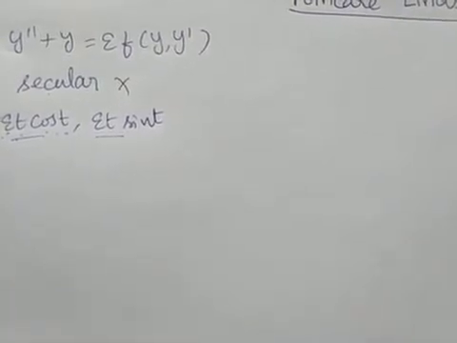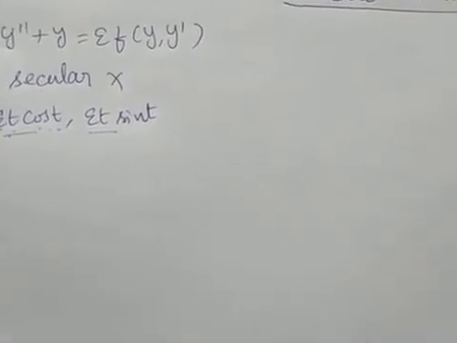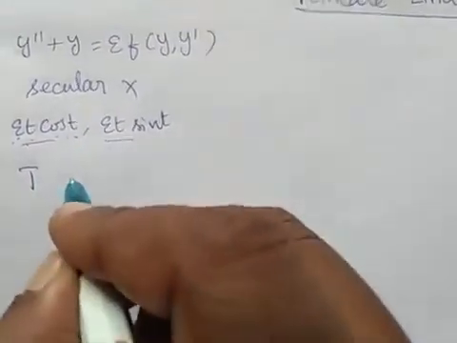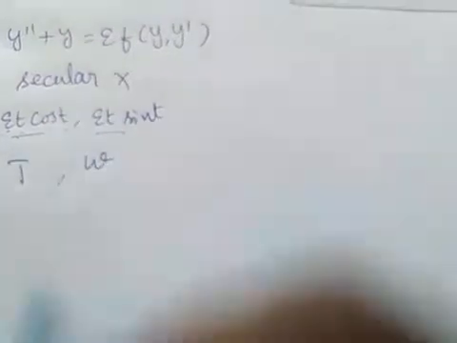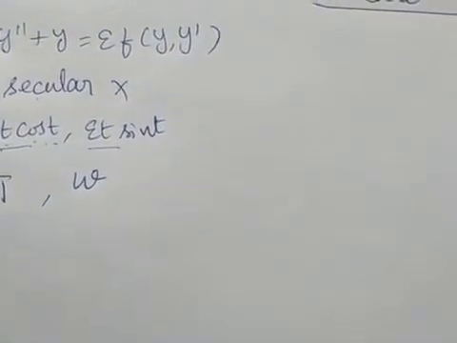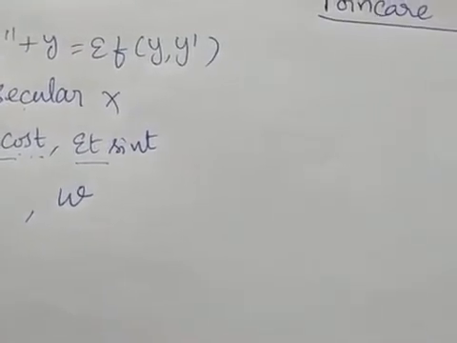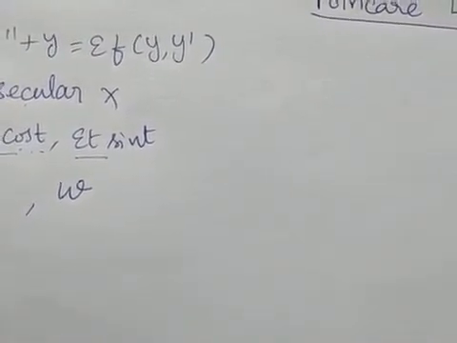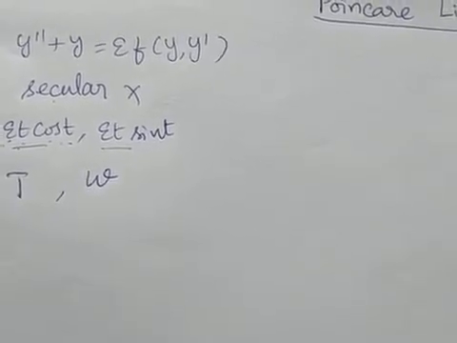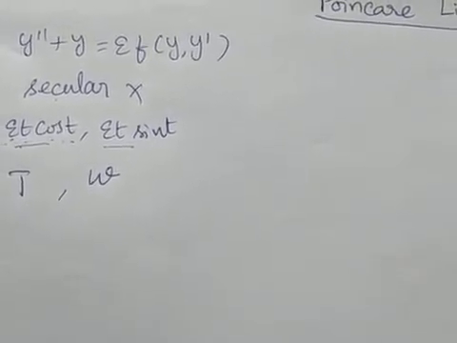Now using this method we are going to expand the period T, or the frequency omega, in powers of epsilon. Using the Poincare-Lindstedt method, we are going to expand the solution, and the period T or frequency omega, in terms of epsilon.